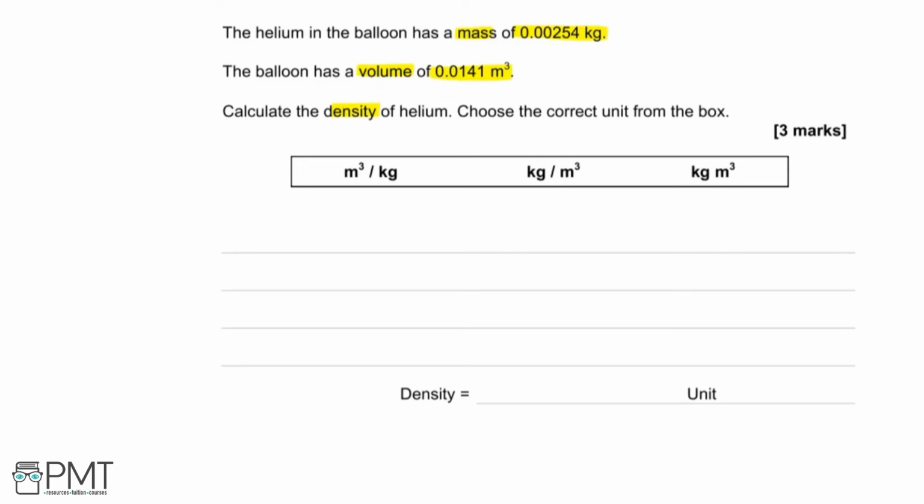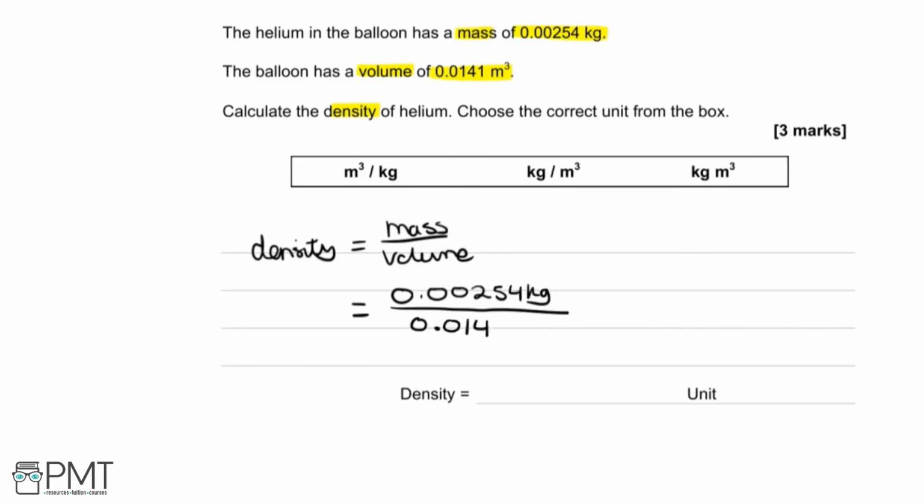So in our last question, we found out that density is mass divided by volume. We are given both mass and volume in the question, so we can say that density is 0.00254 kilograms divided by 0.0141 meters cubed. If we type this into our calculator, we get a value of 0.1801418, and it continues on. In the question, both the values we're given are given to 3 significant figures. This means we should give our answer to 3 significant figures.